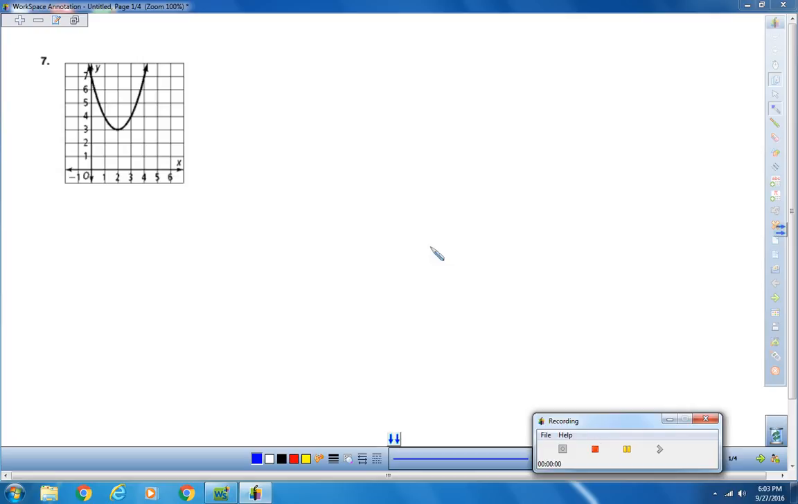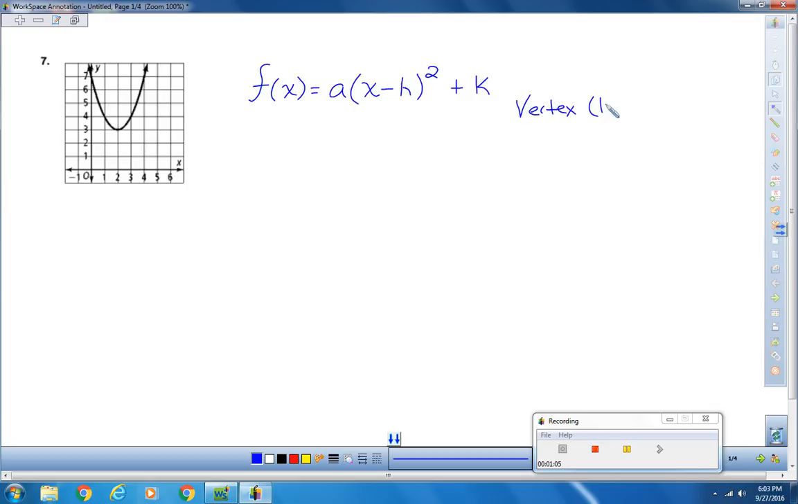So we're going to start with our equation of a parabola, which is f of x is equal to a times x minus h squared plus k. And remember that (h, k) is our vertex. Okay, and we're going to use stuff we know to find a.